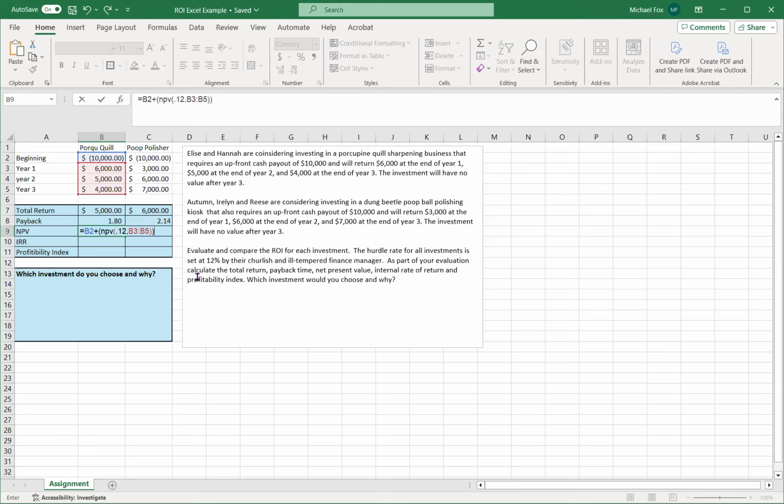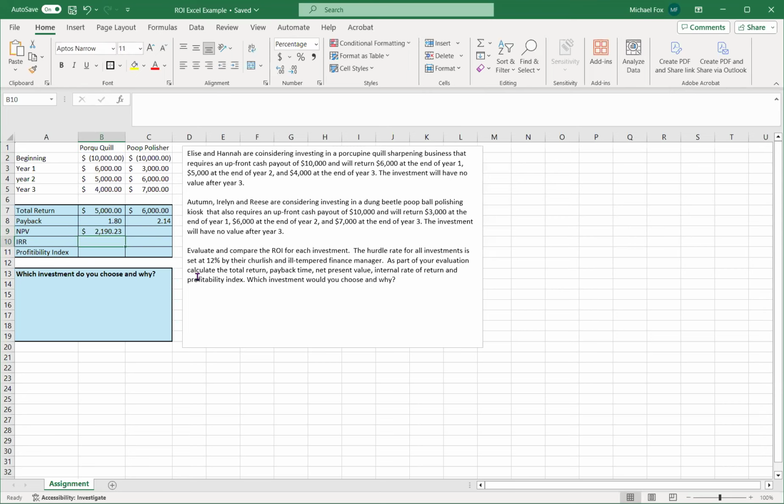So that's the formula. So when you go to do this, you can just kind of copy this formula and just make changes for anything that's different. But it's the beginning investment, shown as a negative, plus the NPV, or the net present value, of those future cash flows we're going to receive back.